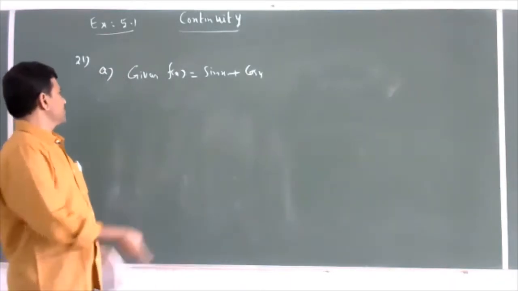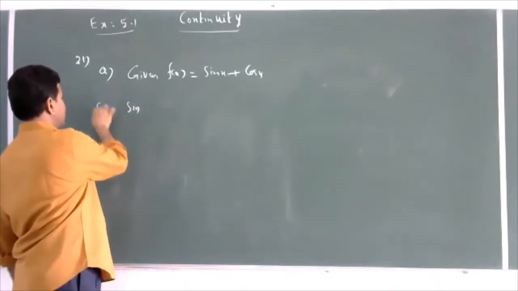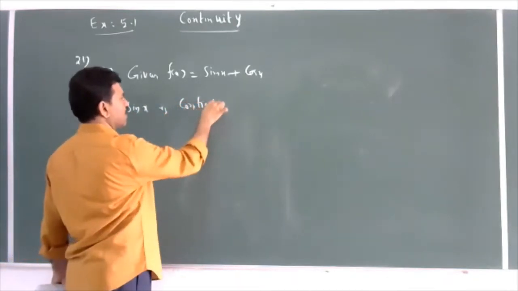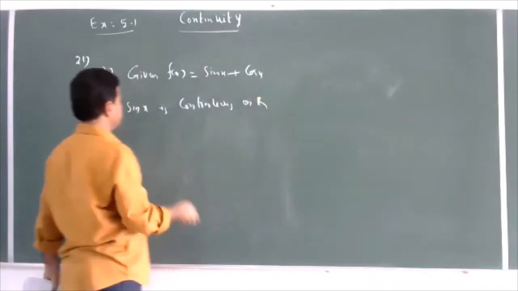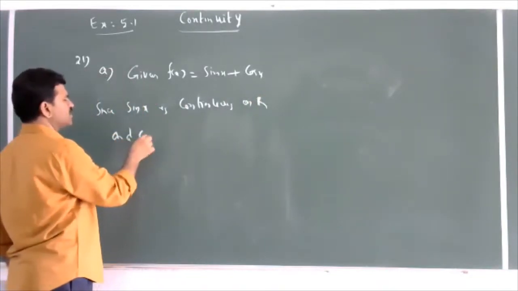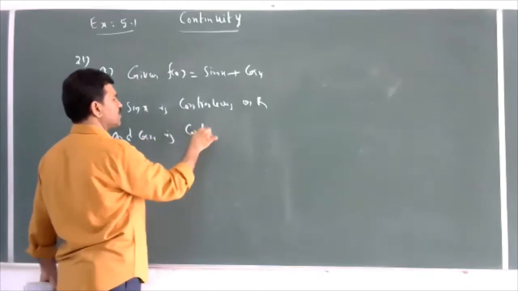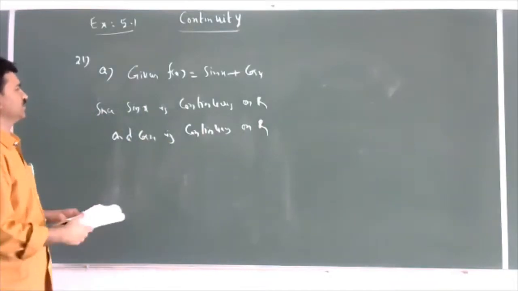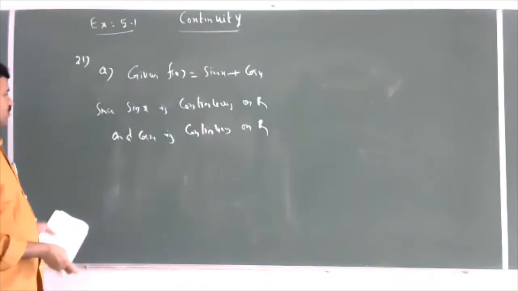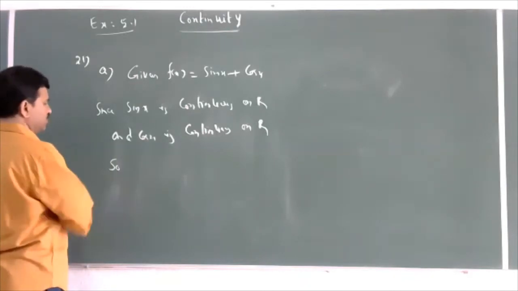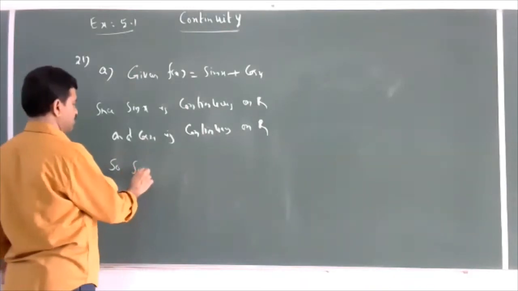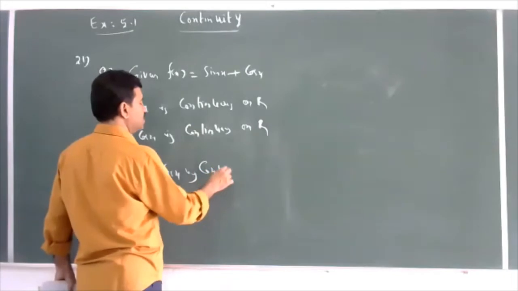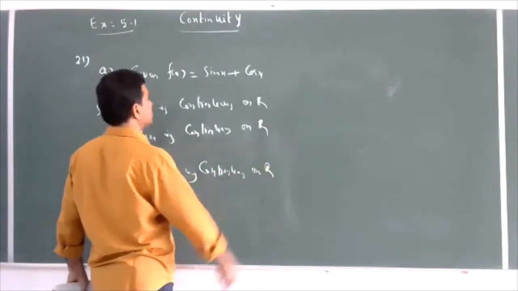Just write that one. Since sin x is continuous on R and cos x is continuous on R, so sin x plus cos x is continuous on R. This is A.